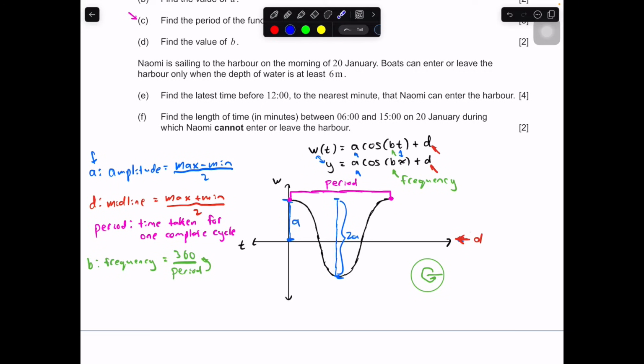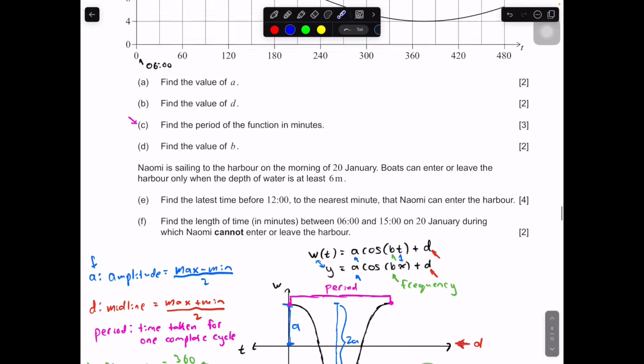All right, so once again, none of these formulas are in the formula booklet. We have to remember what they are. D, the midline. A, the distance from the midline to its maximum point. Period, the time taken for one cycle. And then frequency, probably the most challenging of all: how many periods, how many cycles fit into 360 degrees.